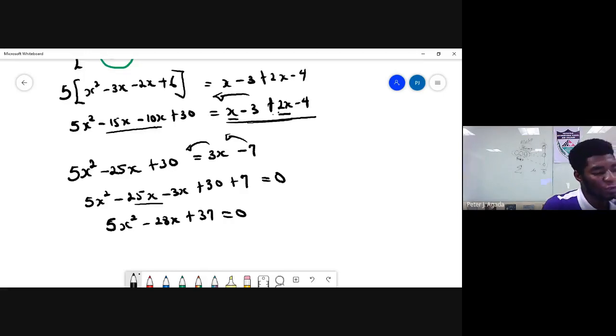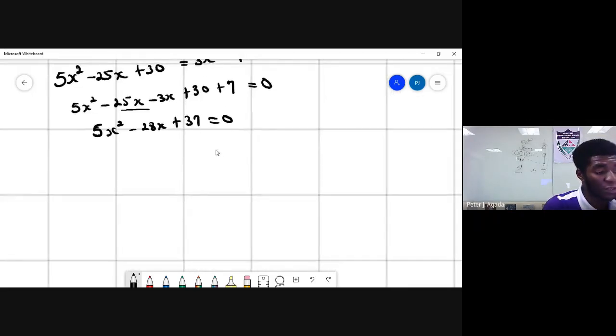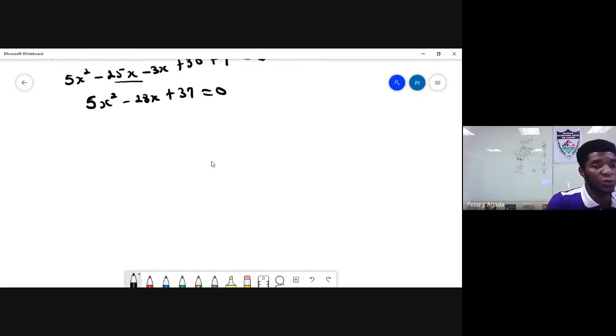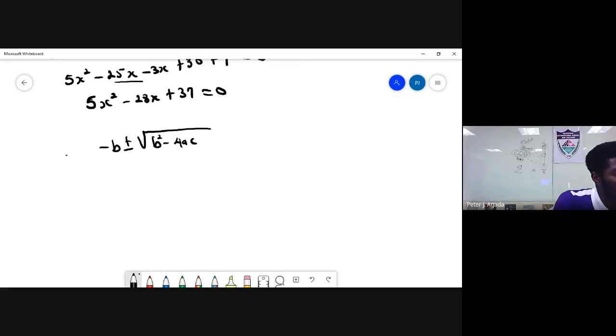Now solving this equation using the factoring method may seem difficult. So all I have to do is basically to use my general quadratic formula. So I can have my minus b plus or minus the square root of b squared minus 4ac, which is my x, all over my 2a.